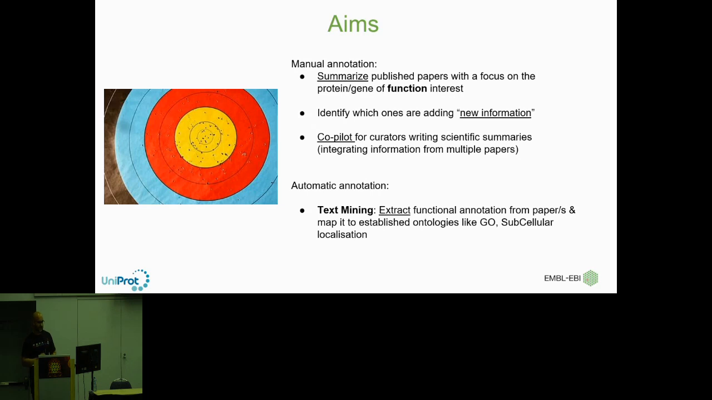The second aim is the automatic annotation, where we want to leverage a text mining capability, where we want to extract the functional annotations from the literature and then map them with the already established standardized mappings like GO, subcellular localization, EC numbers. So we tried with the first one, which is GO, one of the standardized ontologies.